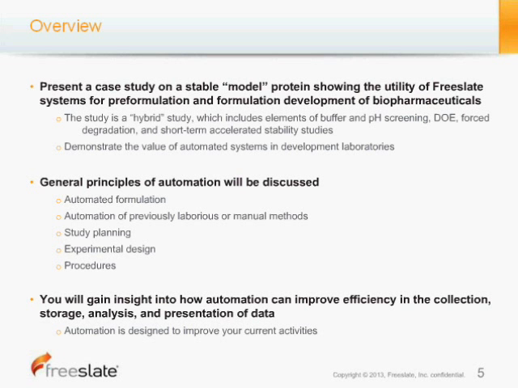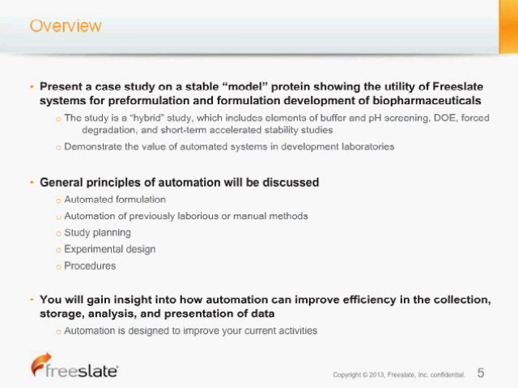The idea here is to provide some insight to the audience on how the automation can improve your efficiency in the collection, storage, analysis, and presentation of your data. Really, the main point here is to show how our automation systems can improve your current activities in the laboratory.